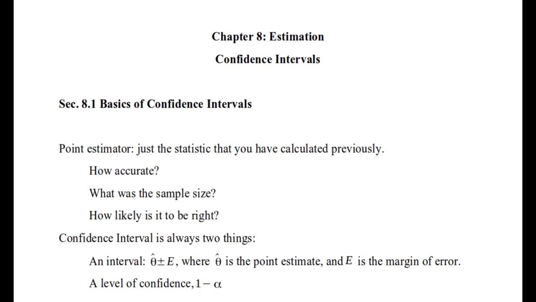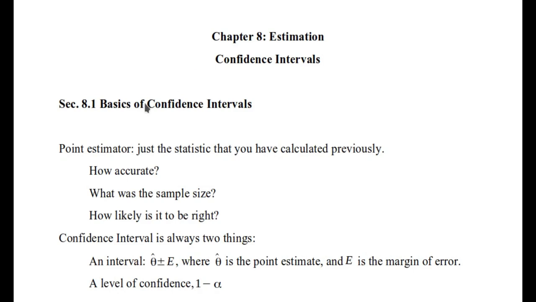But we know from what we were doing earlier in Chapter 7 that we can make claims about populations using samples. So the question then becomes, how big would an interval have to be around the sample statistic to have a good chance of capturing the true population parameter? And that idea of confidence intervals is the theme of Chapter 8.